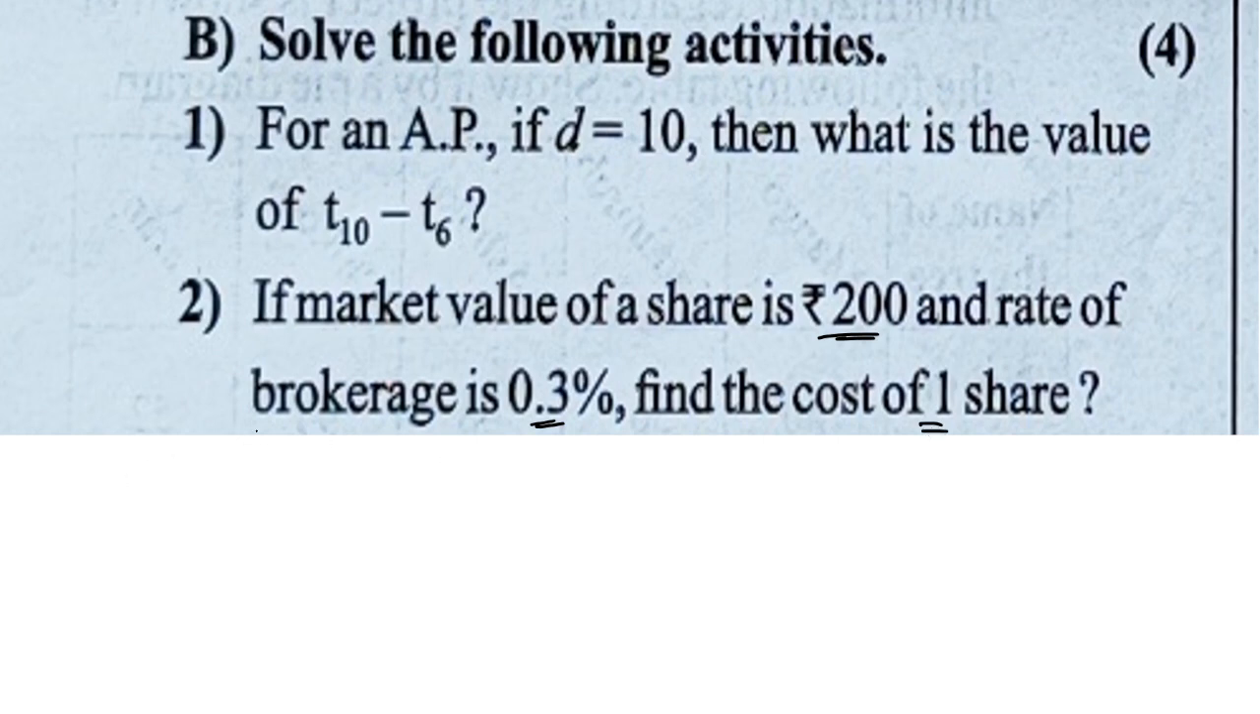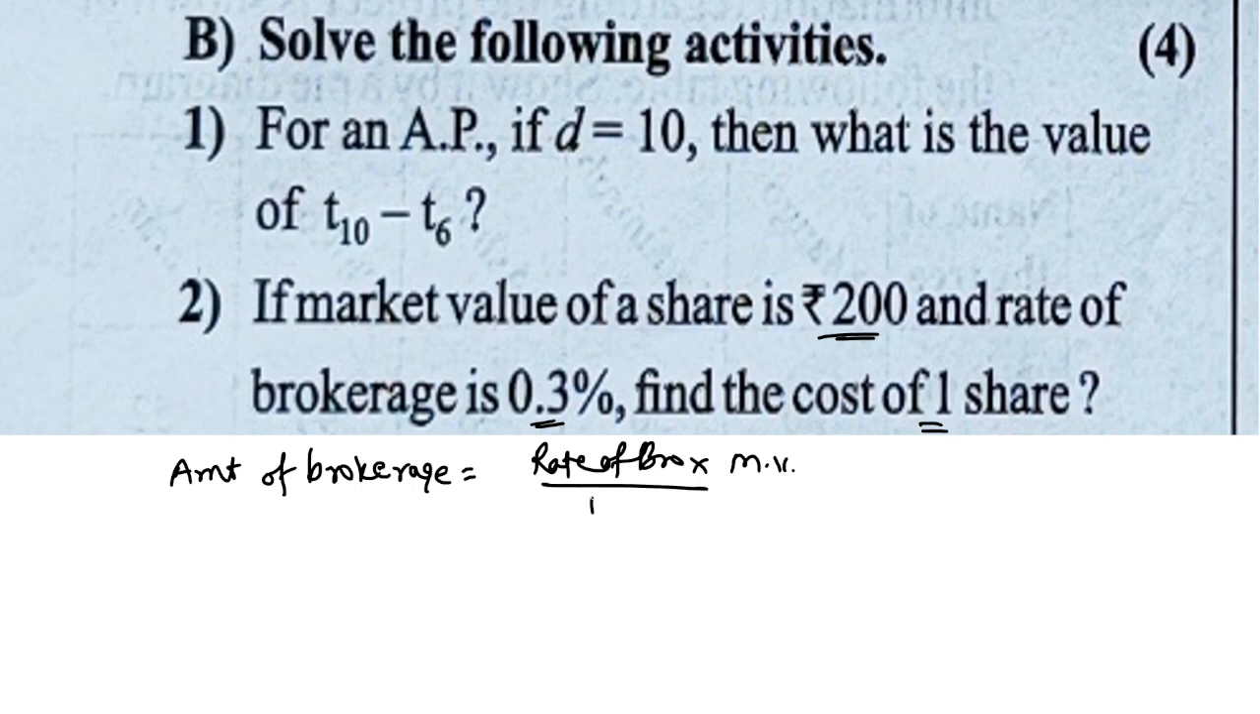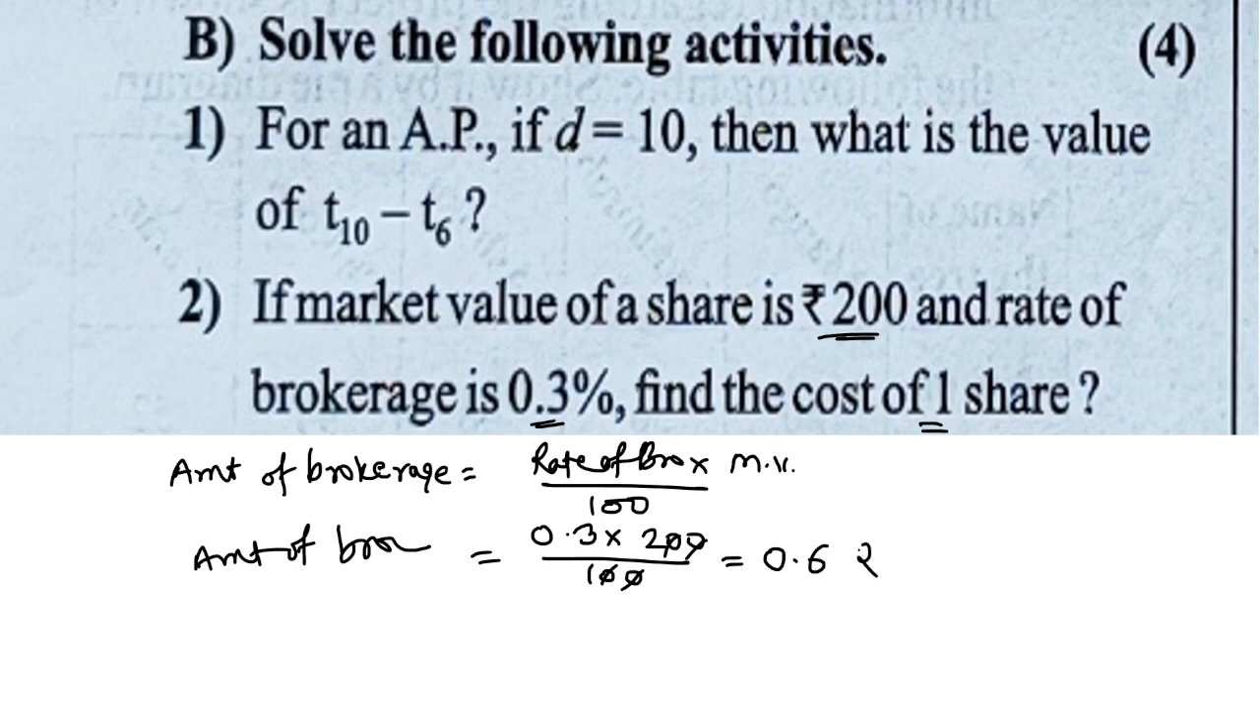Here rate of brokerage is given as 0.3%. Therefore amount of brokerage is equal to rate of brokerage multiplied by market value and divided by 100. Therefore rate of brokerage is 0.3%, market value is 200, divided by 100, 0 gets cancelled, therefore it is equal to 0.6. Amount of brokerage is 0.6 rupees.